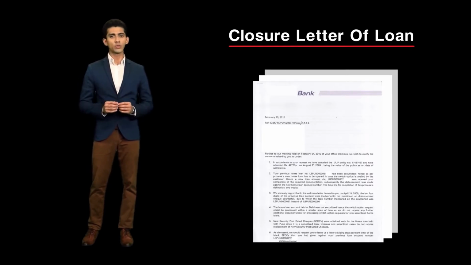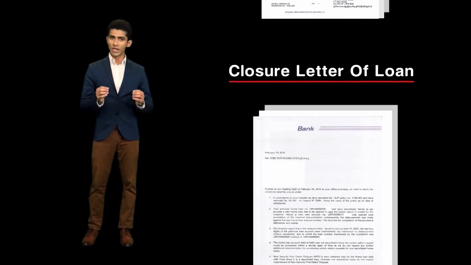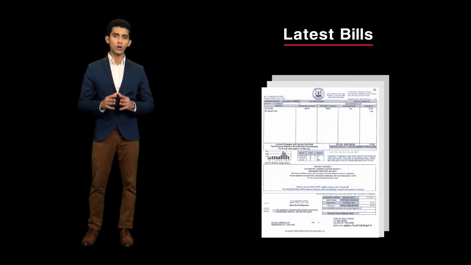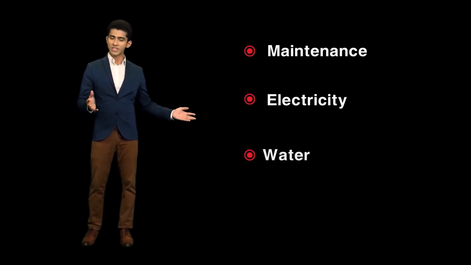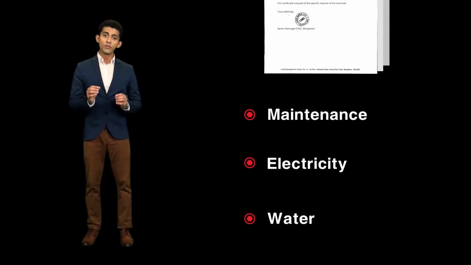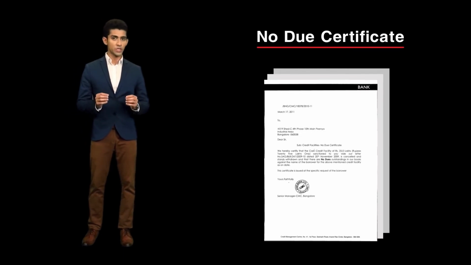If the apartment is ready to move in, ask for the latest bill and proof of no outstanding dues towards expenses like maintenance, electricity, water, etc. Remember, the no due certificate from the Building Association or RWA may or may not include this.